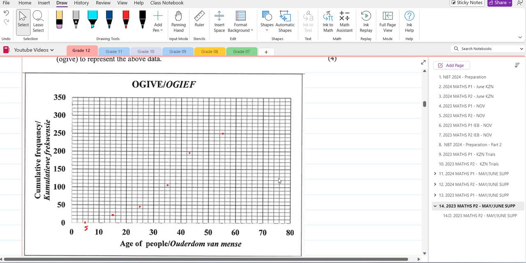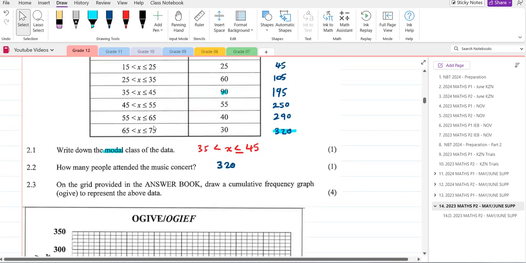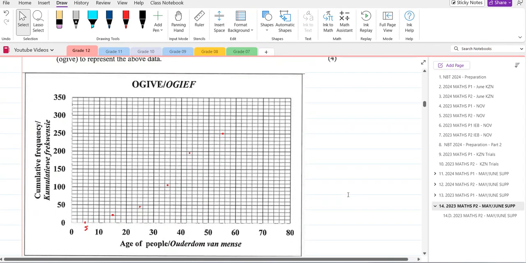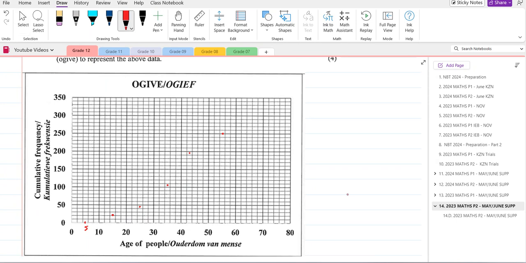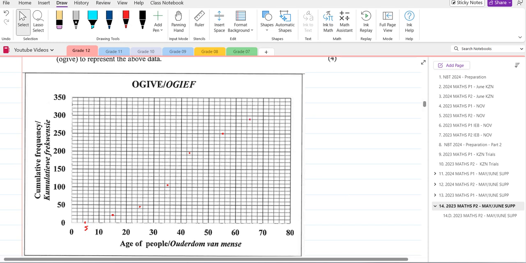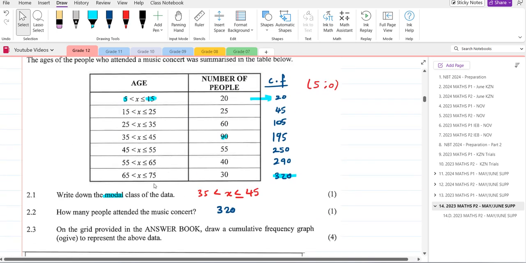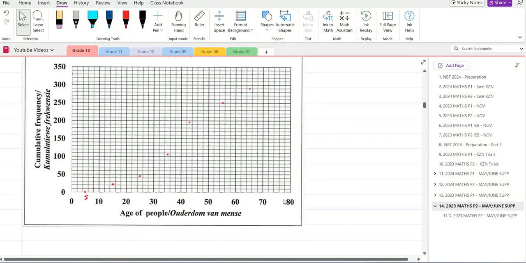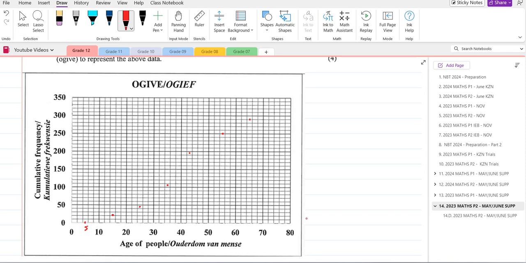Next point. We've got 65 and 290. 65 and 290 will just be under 100 here. So that point right there. Then we have the last one, 75 and 320. That's a nice point. 320 is going to be just above this dark line here. 310, 320. Okay, and that's the last dot that I plot.